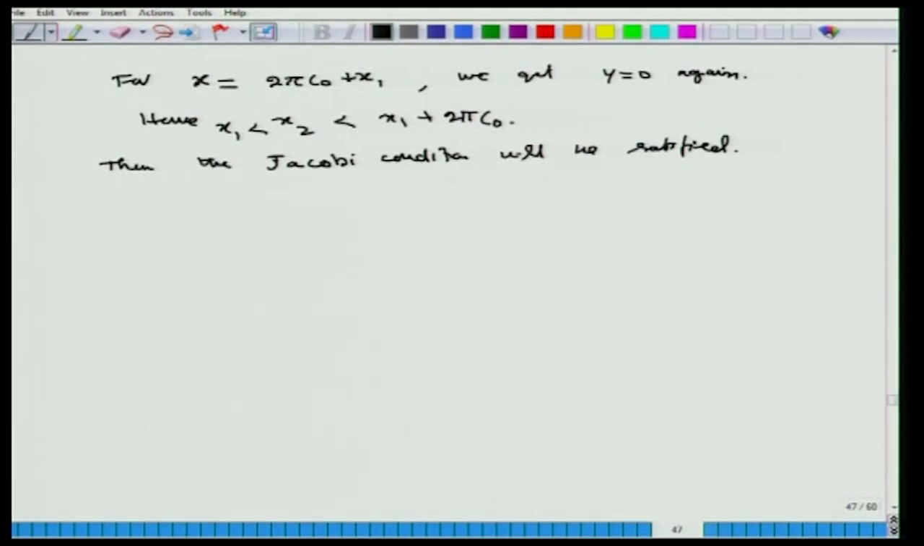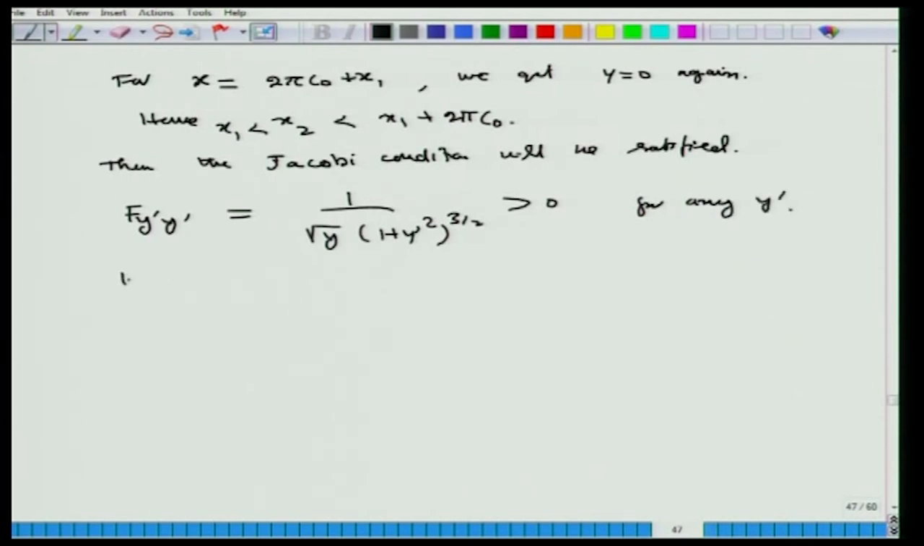Now, we check in this case f y prime y prime actually comes out to be 1 over root y times 1 plus y prime square to the power 3 by 2, which is always greater than 0 for any y prime. Hence, we get strong minimum in this case.